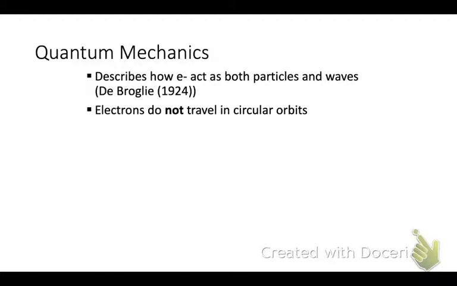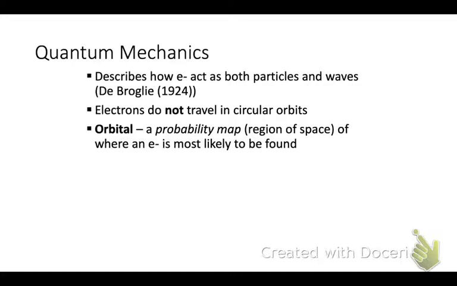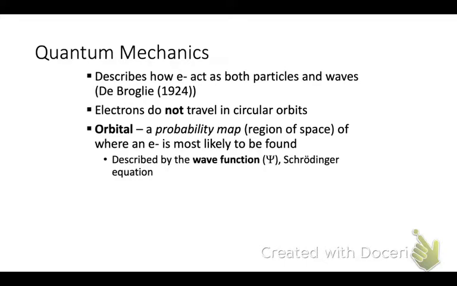So what we learned at that point is that quantum mechanics theory came in, and it did describe how electrons act as both particles and waves. We know that electrons do not travel in just circular orbits. We know that they occupy an orbital. An orbital is not a physical place, it's rather a probability map, which is a region of space that shows where an electron is most likely to be found. And it was described by the wave function.